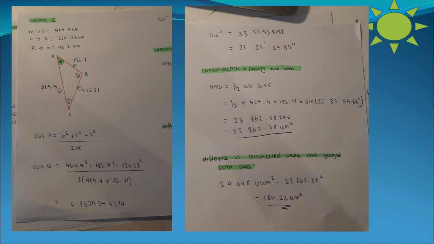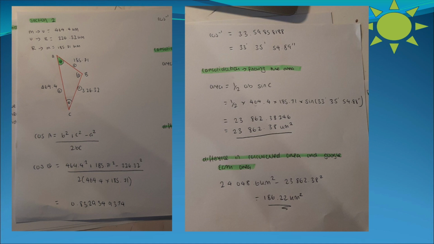I substituted the values accordingly, making sure I was using it properly with the right values despite changing the letters around. And from that I got 23,862.38 kilometers squared, rounded to 2 decimal places. There was quite a difference in the calculated area and the Google Earth area, with a difference of 186.22 kilometers.